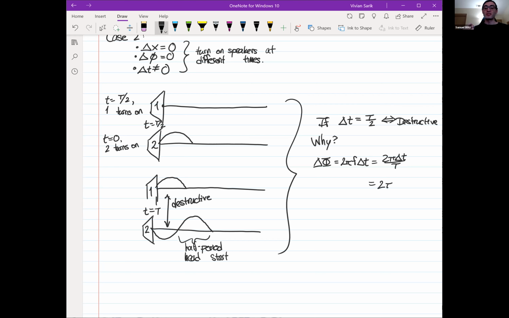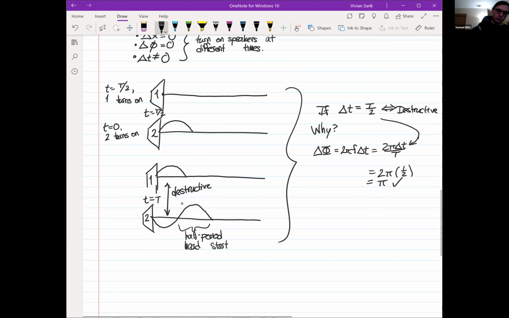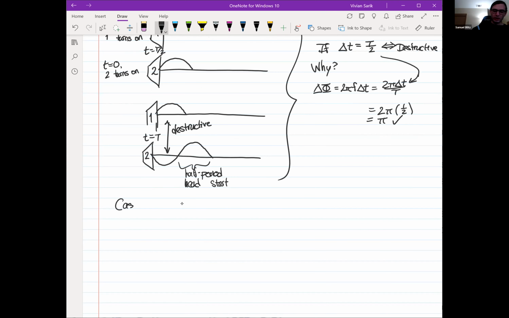Now here, if delta t is capital T over 2, we have 2 pi times a half, because capital T over 2 divided by capital T is 1/2. And this is equal to pi, which would give us destructive interference. So this is the second way that this could happen. Finally, we can just do the last case, which is relatively easy to understand. It's the case where they are the same distance away.